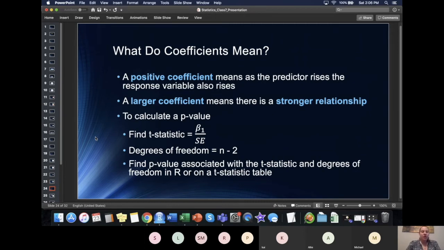What do coefficients mean? So you're going to see a lot of similarities between this and the correlation coefficient. If our coefficient is positive, just like when our correlation is positive, it means the predictor rises as the response variable also rises. So positive is going this direction, negative would be going this direction, just as we saw earlier in the slides. A larger coefficient means that there is a stronger relationship between that predictor variable and our response variable. And if something's really small, it's going to have less of an impact.